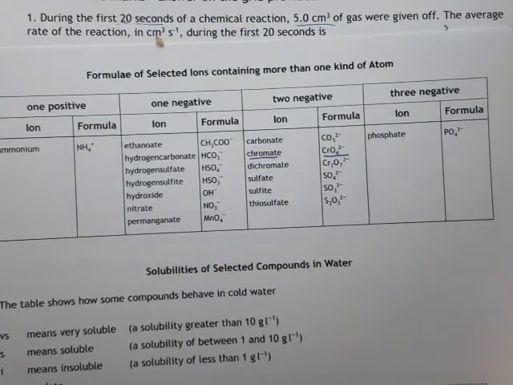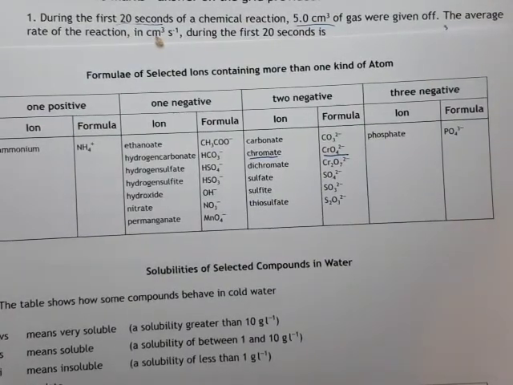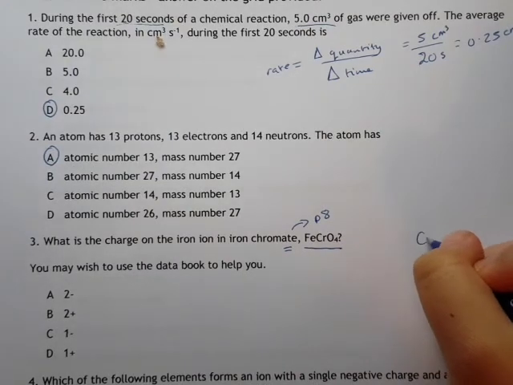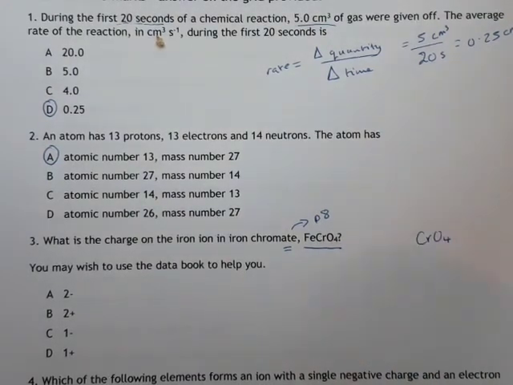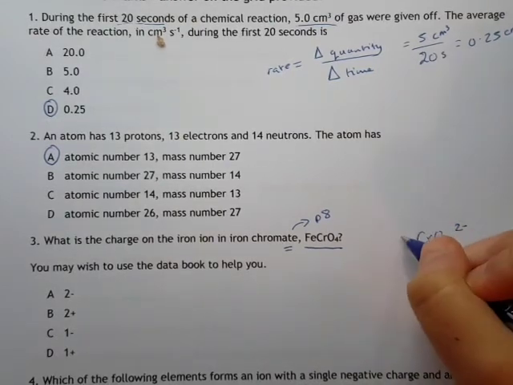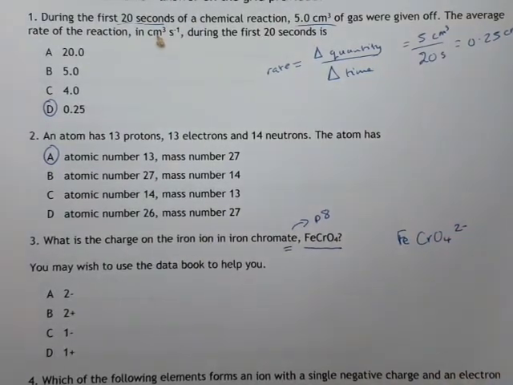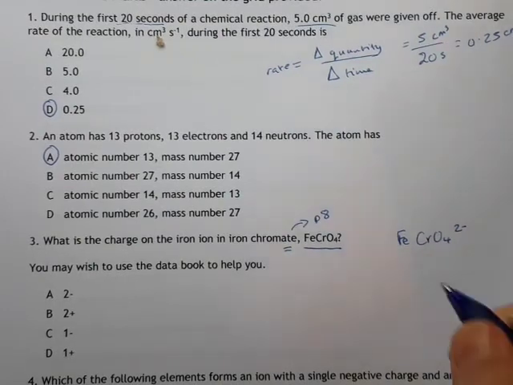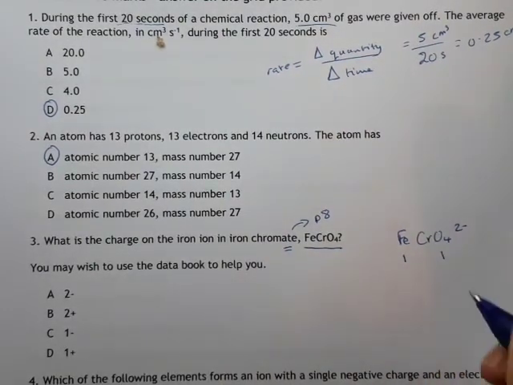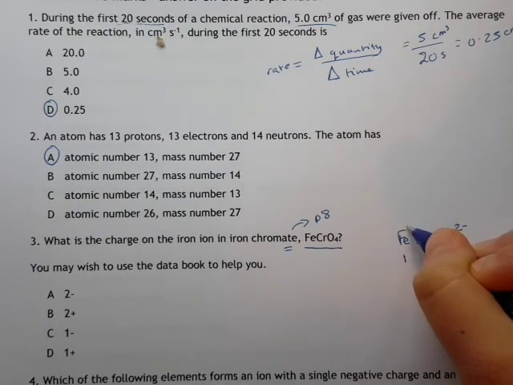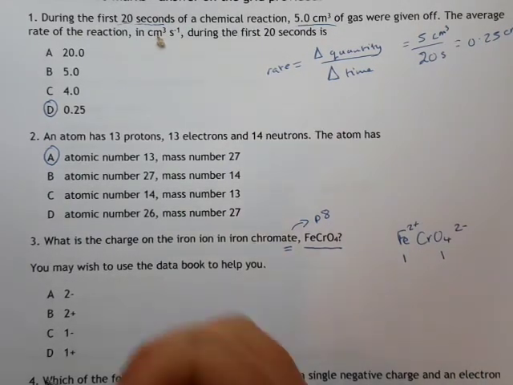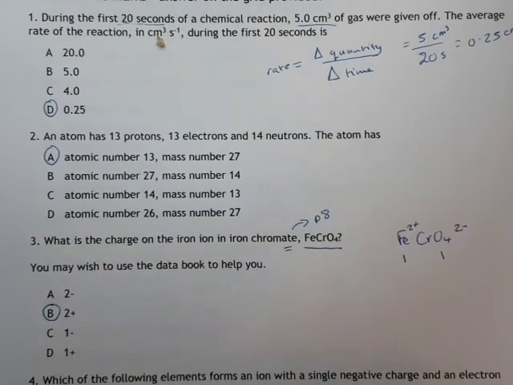Now the charge of that chromate ion is going to help us to figure out the charge on the iron ion. So chromate is CrO4 2-. And in the formula is FeCrO4. So that tells us that there is only one iron ion for every one chromate ion. Now in an ionic compound, the charges have to balance out. So if there's only one iron ion for every one chromate ion, the charge of each iron ion must be 2+, for that to balance out the charge of the chromate ion, which is 2-. So the answer for 3 is B.